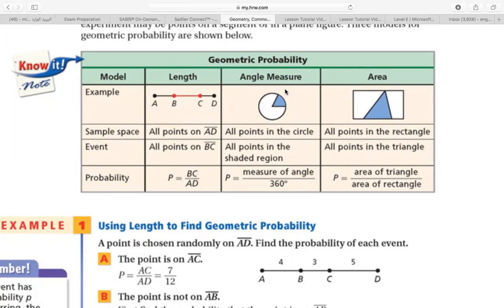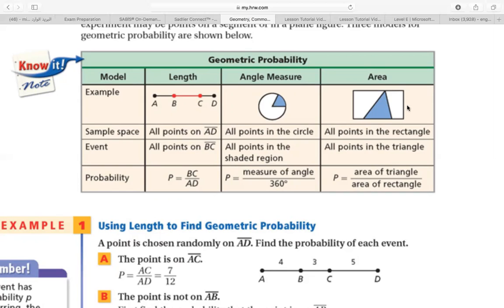But what if I'm talking about an angle? If I'm going to ask about a point that is in an angle here, I'm going to write the measure of the angle up in the numerator, and I'm going to write the whole angle down in the denominator. The whole angle, as we know, is 360.